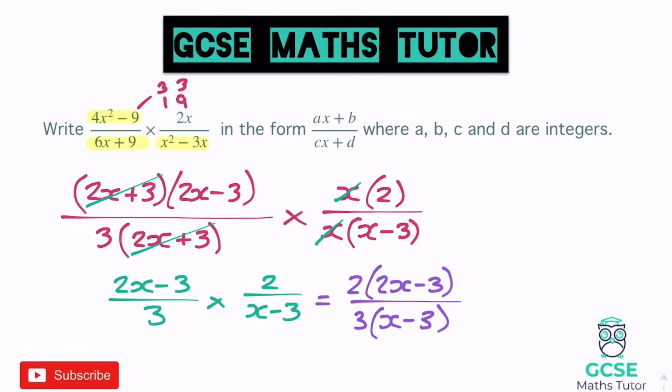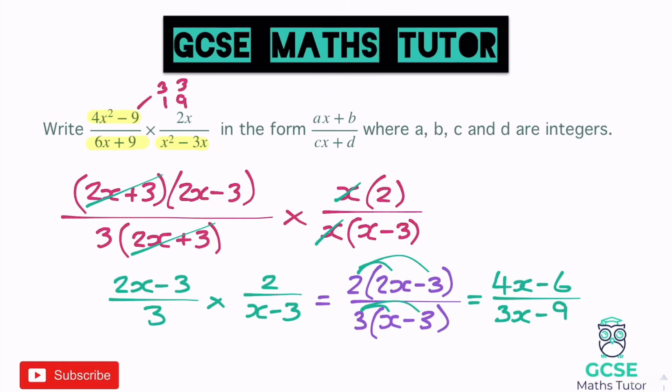But in order to get it into the form that it wants now, we just need to expand these brackets and obviously finish off our question here. So 2 times the 2x gives us 4x, and 2 times the 3 gives us 6, so minus 6. And on the bottom there, 3 times the x is 3x, and 3 times the 3 at the end is 9, so that's minus 9.